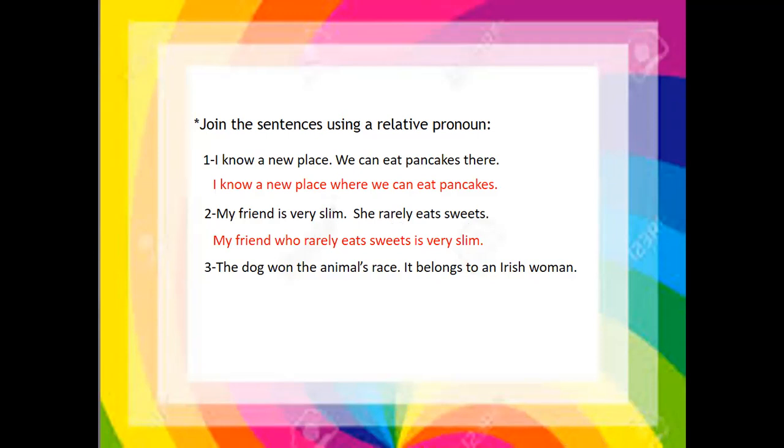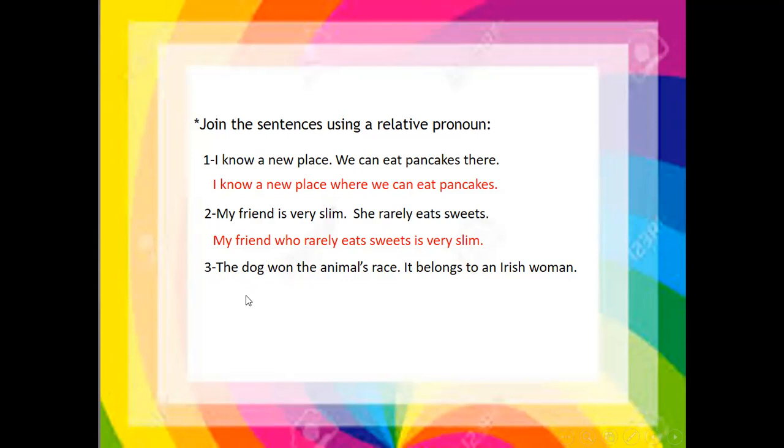What about number 3? The dog won the animals race. It belongs to an Irish woman. The common noun in both sentences, it is the dog. And what do you think? Irish woman? No, of course. It. The dog and it. So we start with the first sentence, and where do we stop? وين بنتوقف؟ لما بنوصل للcommon noun الاسم المشترك الأول. And what do we do with the it? We omit it.